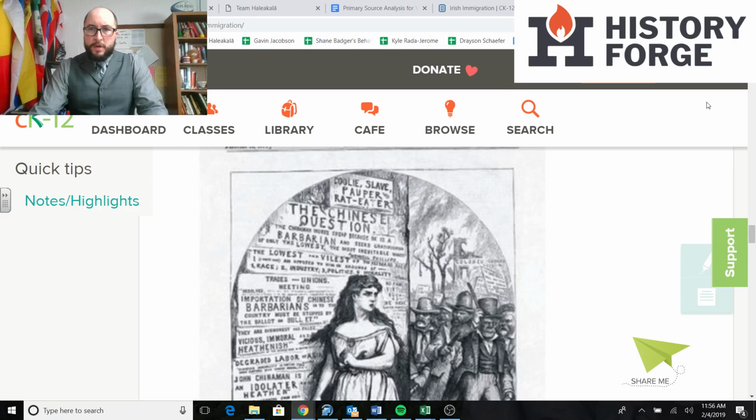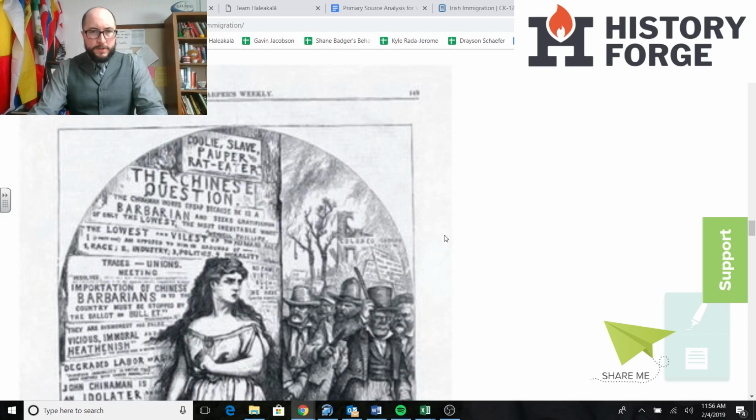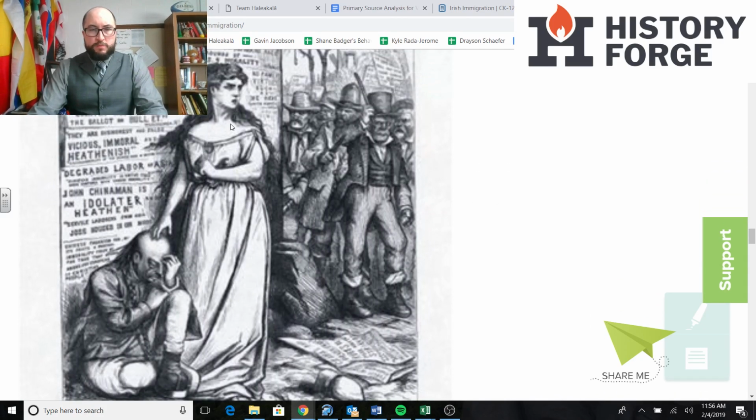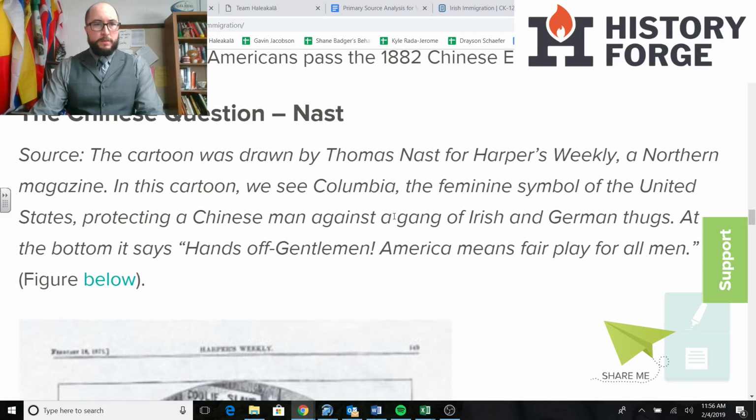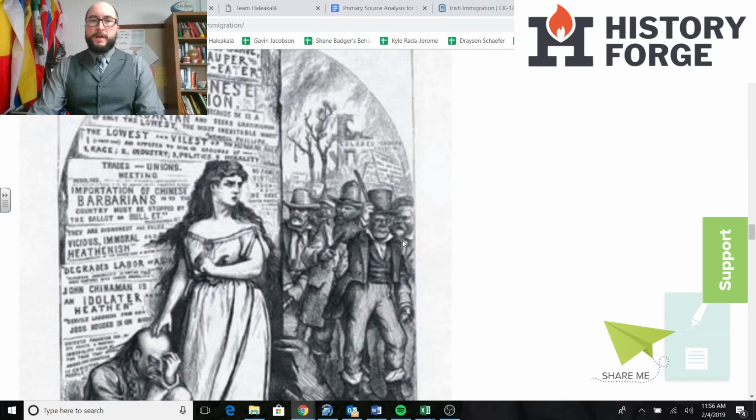Let's go ahead and go deeper into it. We're going to zoom in just a little bit more. So we have two main people. We have a Chinaman and we have this woman. This woman's not a real person. She's not meant to represent a real person. She represents America. She's got a name. It says it up here. Columbia. So we call this woman Columbia. Kind of think of her as the Statue of Liberty. She's supposed to represent America.